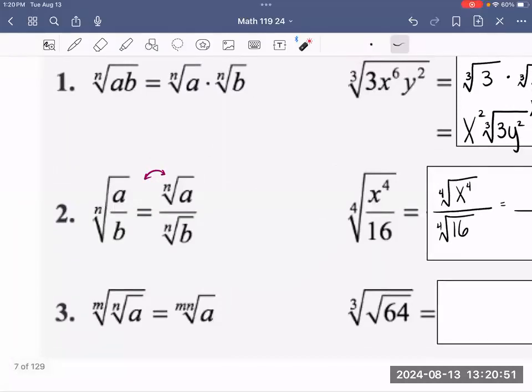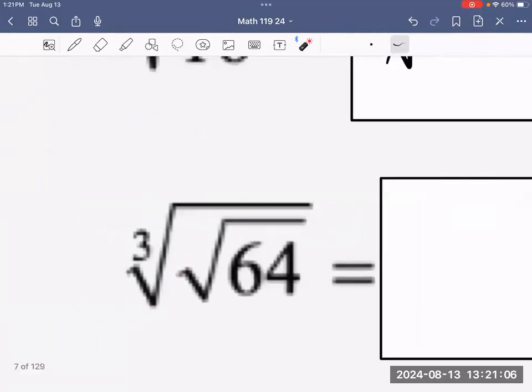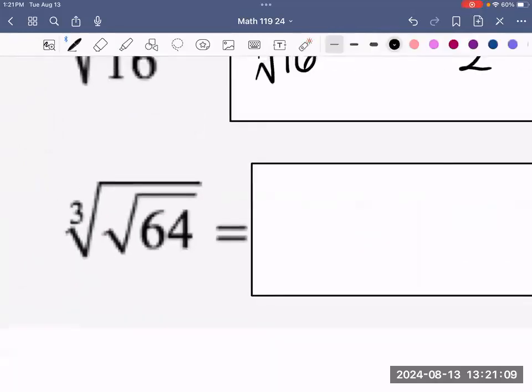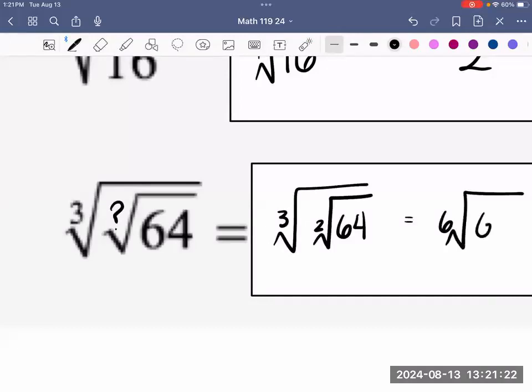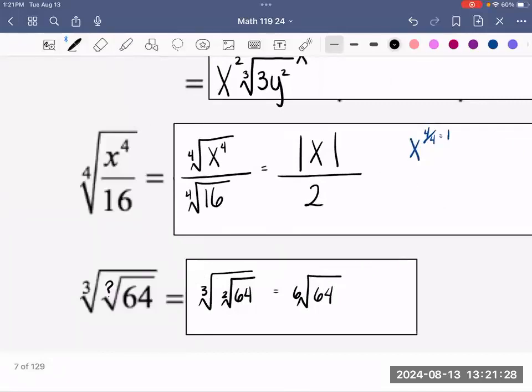Number 3 says m to the nth root times nth root of a. It's hard to say. Notice that what we're going to do is multiply these two exponents on the outside together to create a mega exponent. So really, what is hidden here? Well, this is really a 2. And we just said we get to multiply them together. So this is the 6th root of 64, which I believe in this one is all that you needed to do.